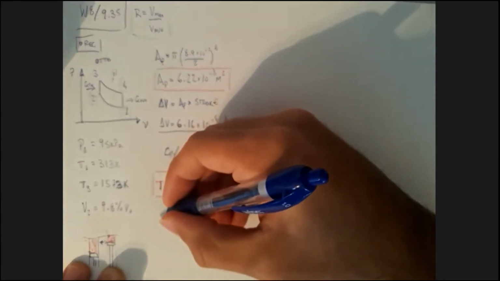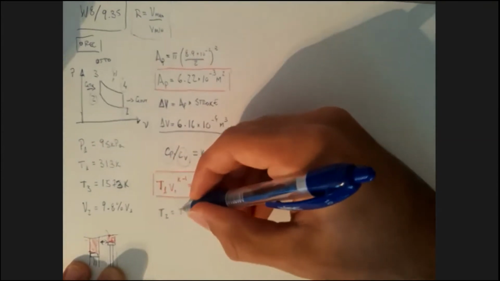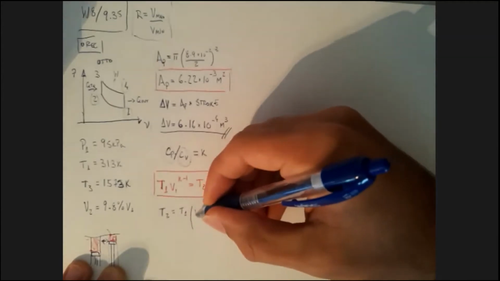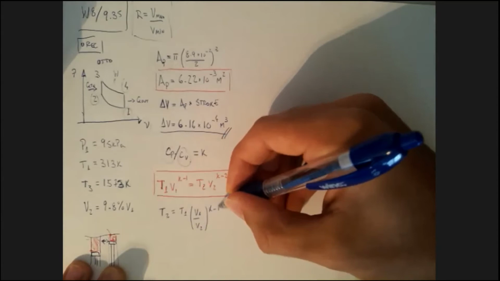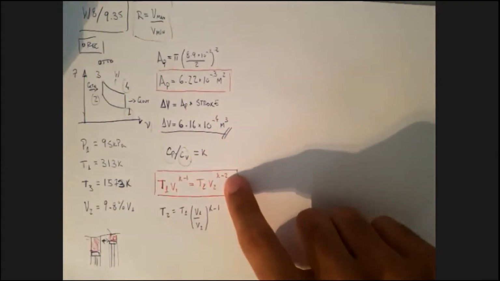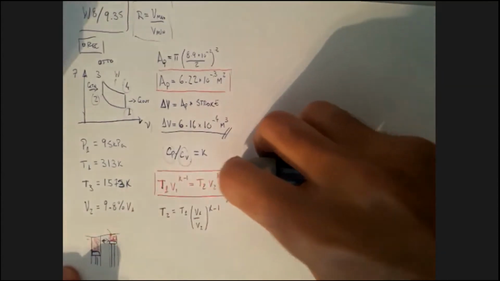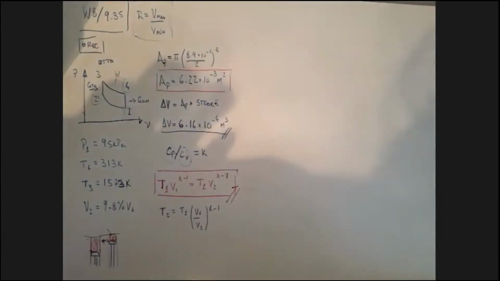I'm going to solve for T2. T2 is going to be my T1 times my V1 over my V2, to the K minus 1. Oops, sorry. For some reason I put 2 here, but this is 1. K minus 1. There you go.